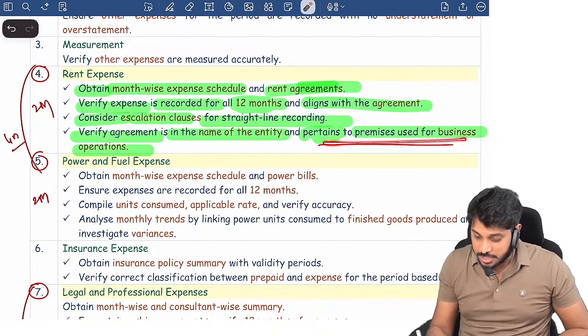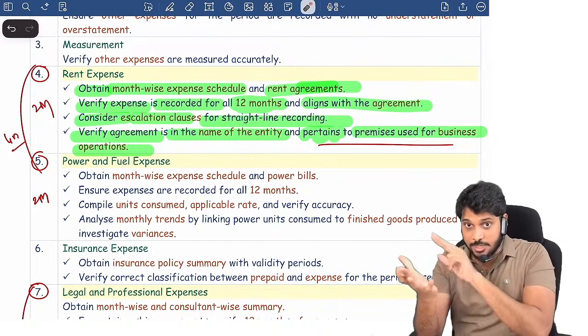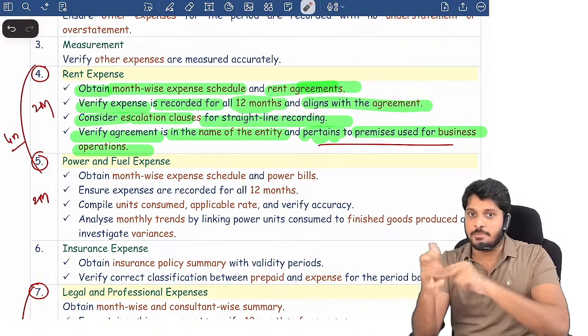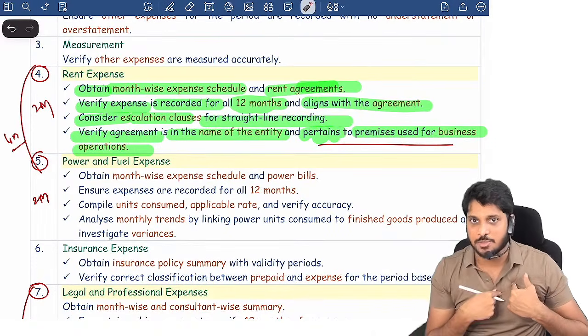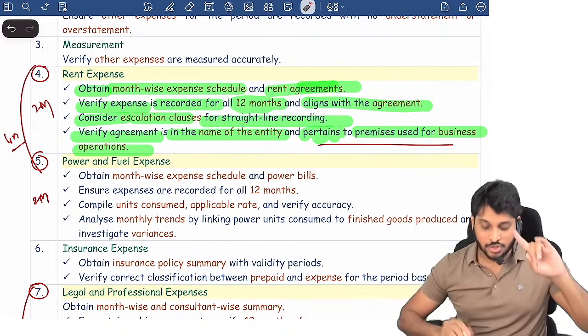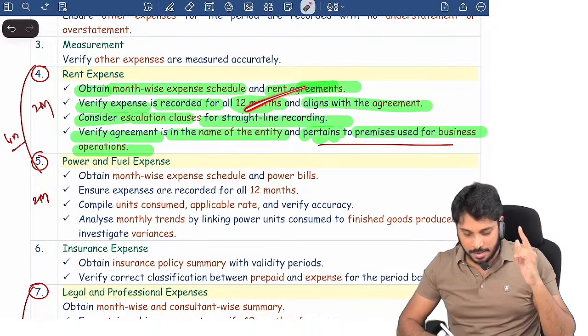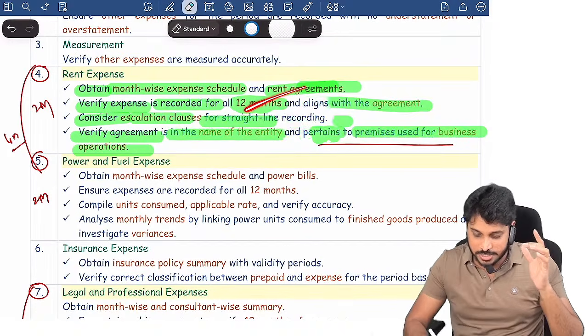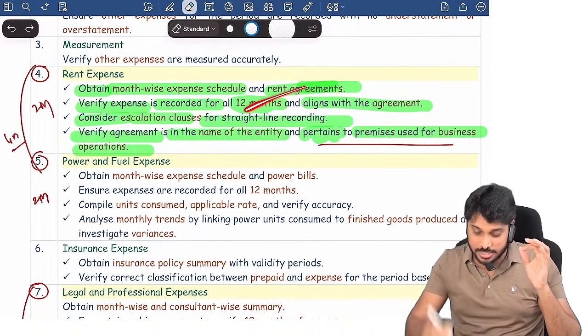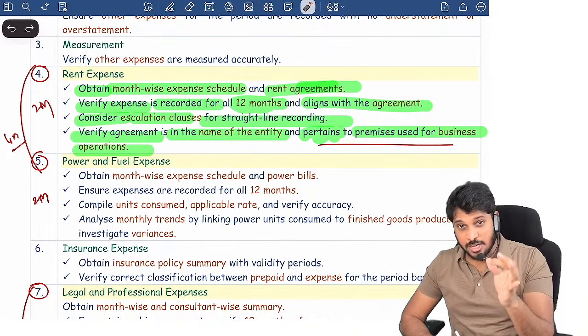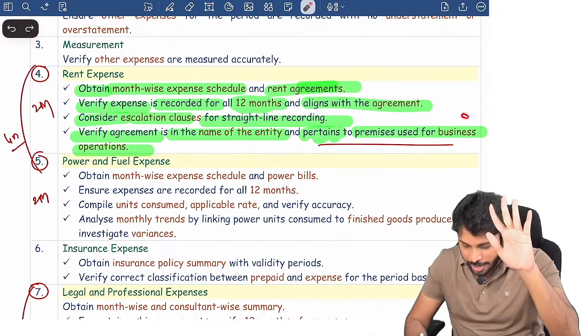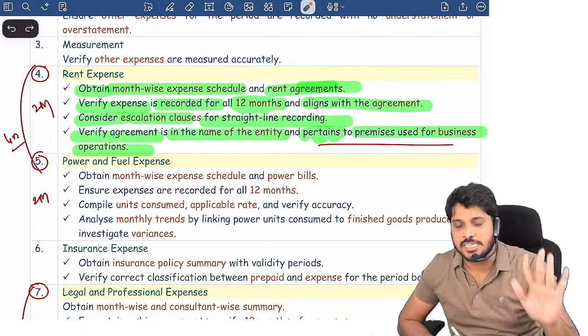It must be ensured that the rental agreement contains the property address and that the property must be used for business purpose. Then only it's a business expenditure. Am I right or not? So get a month-wise schedule and rent agreement. See that it is accounted for 12 months and see that the escalation clause is correctly mentioned and correctly considered. See that the rental agreement is in the name of the company. And fifth point, see that the premises is used for business purpose.